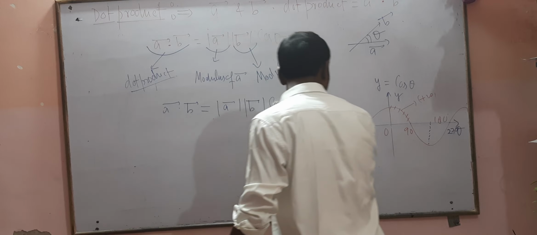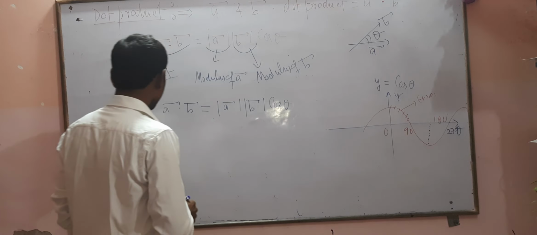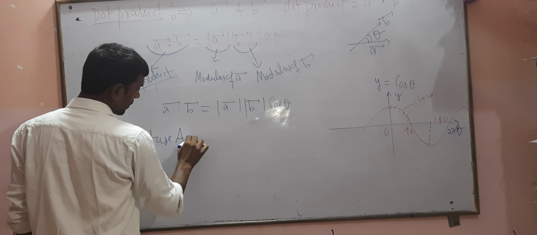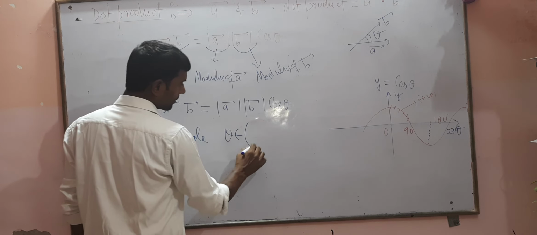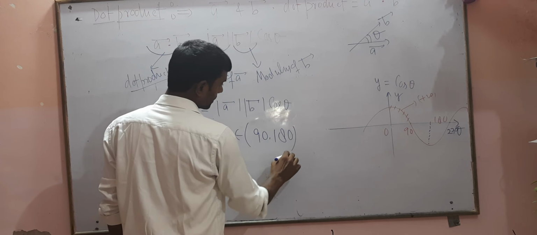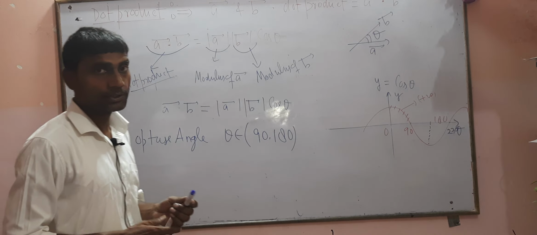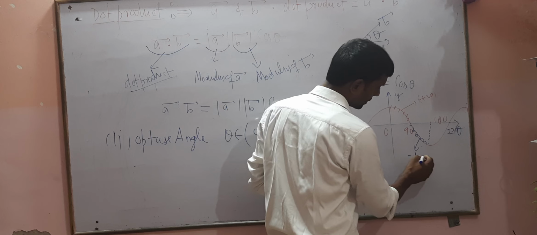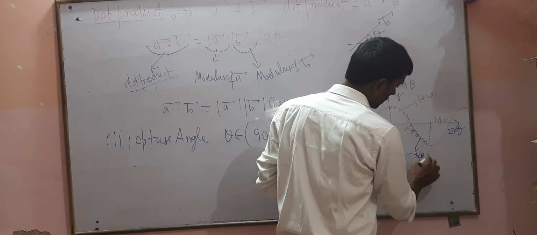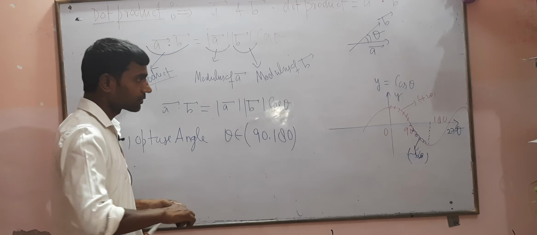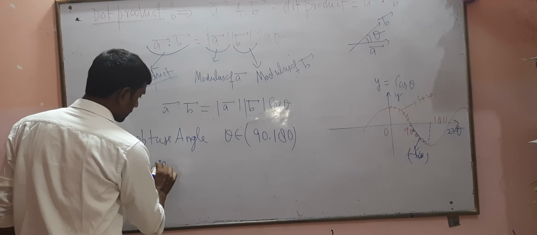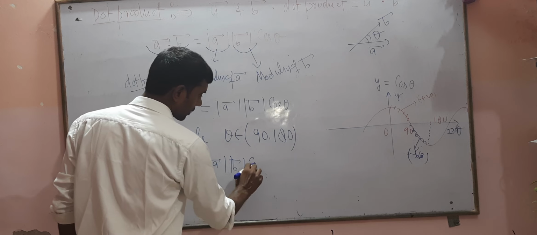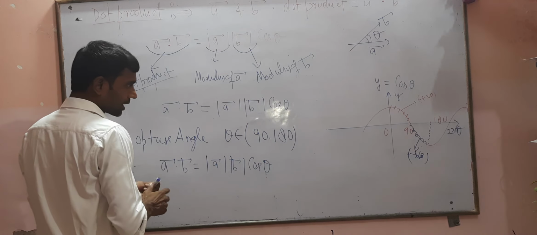So for an obtuse angle, theta lies between 90 to 180 degrees. This implies that the value is a negative quantity, because this is 90 to 180 degrees. Since cos theta is in the 90 to 180 degree range, we can say A dot B equals mod A mod B into cos of theta.